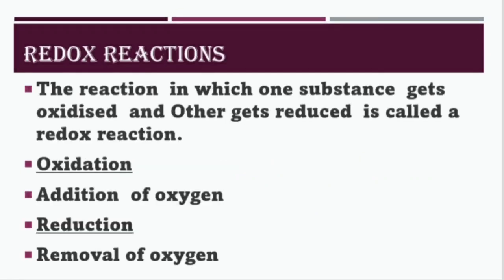The last type of reaction is known as redox reaction, or we call it oxidation reduction reaction. Oxidation and reduction takes place in same reaction, we call it as redox reaction. That is a reaction in which one substance gets oxidized and another gets reduced, is called a redox reaction. What is oxidation in terms of oxygen? It is addition of oxygen, and reduction means it is removal of oxygen.